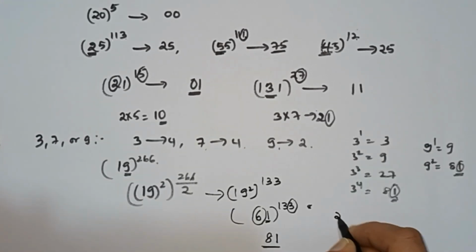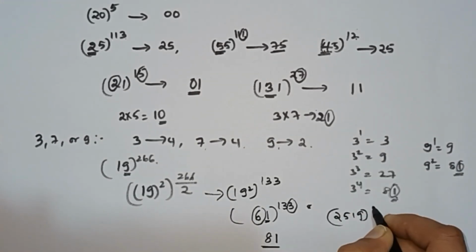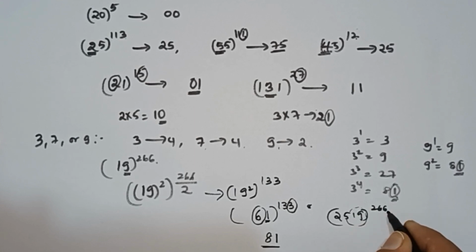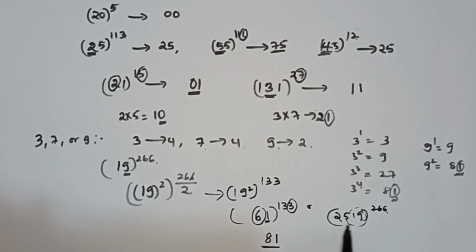Now, suppose you have 2519 to the power 266. In this case, finding the last two digits is the same as finding the last two digits of 19 to the power 266. So in this case also, you will get the last two digits as 81, because the last two digits always depend on the last two digits of the given number, however big the number is.